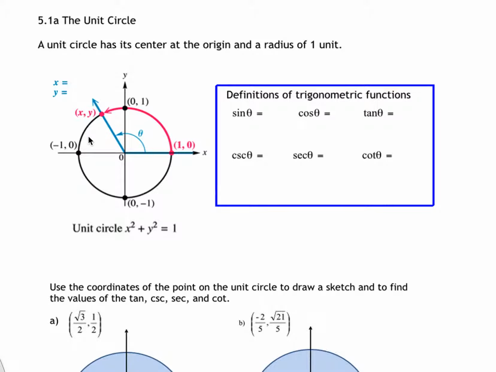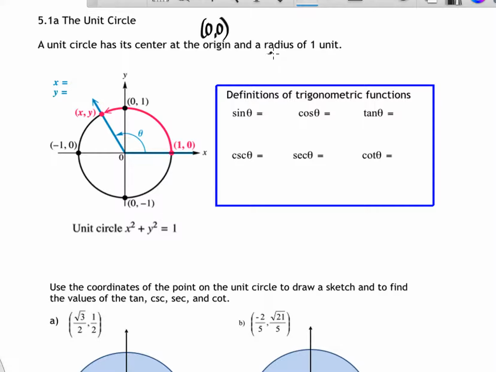5.1a, the unit circle. So we're going to do 5.1 in two stretches. A unit circle is defined as a circle with the center at the origin. So the center should be at 0, 0, and the radius of 1 unit. Okay? And so we've looked at this before, sort of.